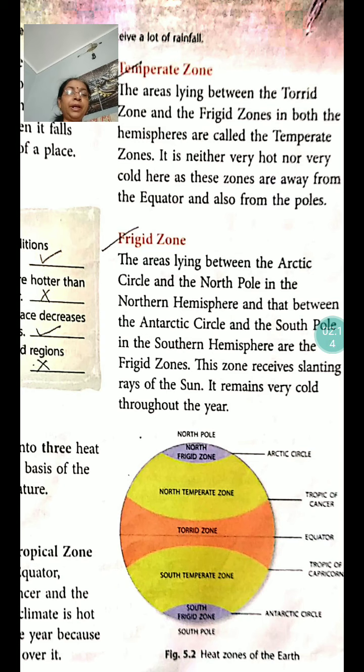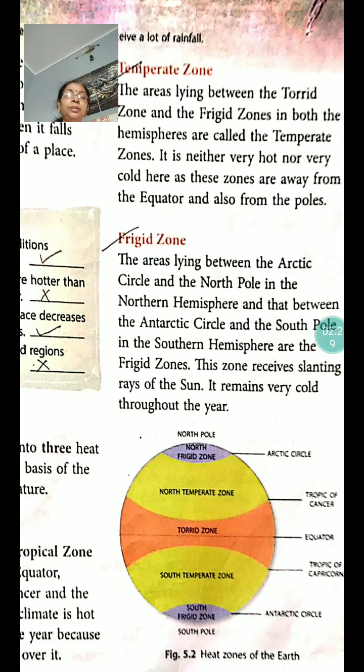So, in temperate zones, it is neither very hot nor very cold. Why? Because these zones are away from the equator and also from the poles. Then here it is neither very hot nor very cold.